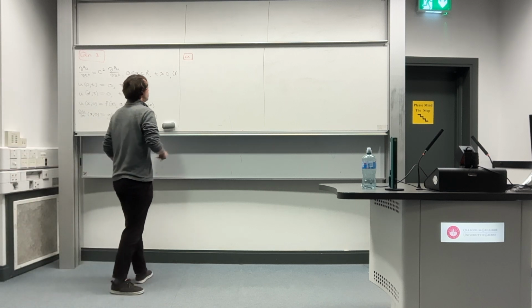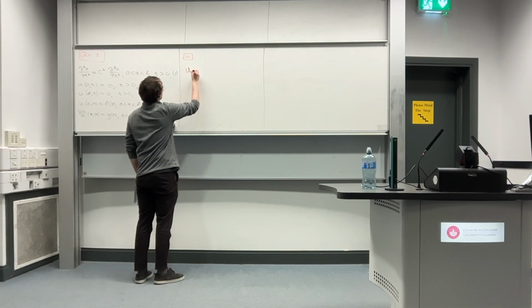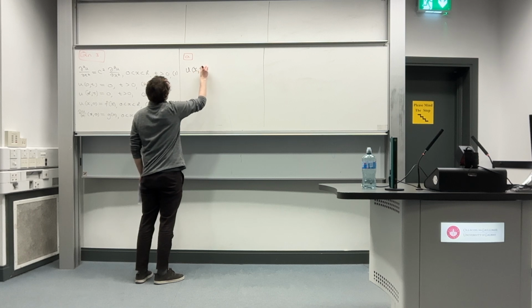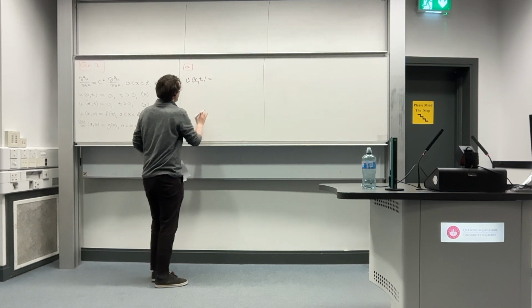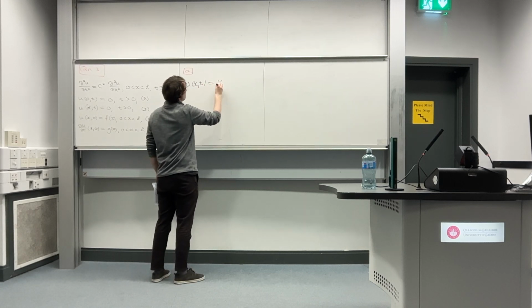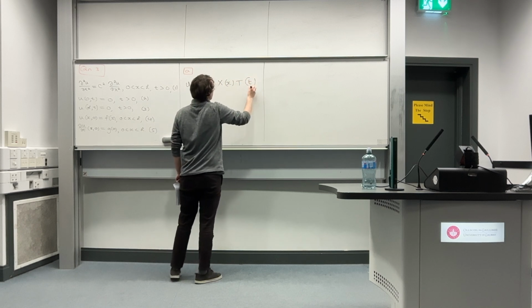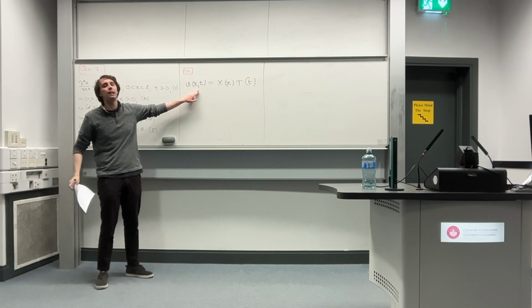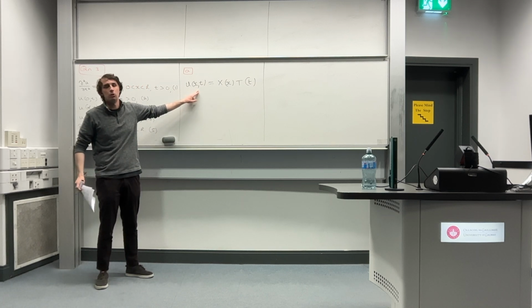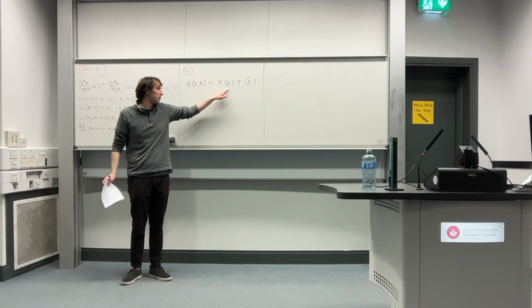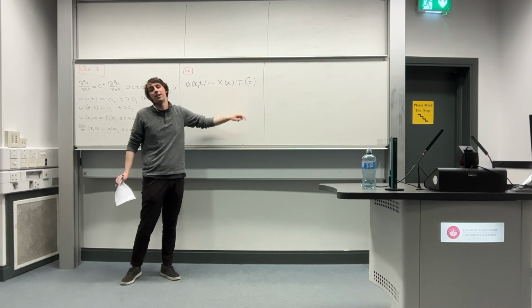So what we're going to do is seek a solution to the wave equation 1 of the form u(x,t) is equal to big X(x) times big T(t). So we're going to multiplicatively decompose the solution u into a spatial part X and a temporal part T.